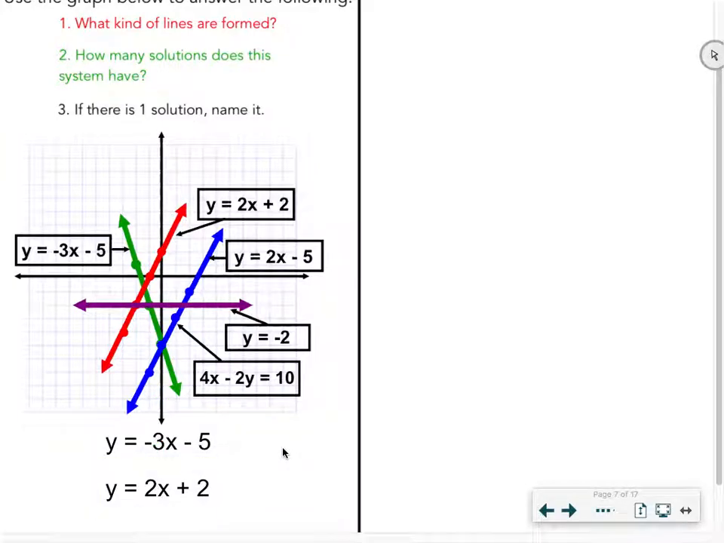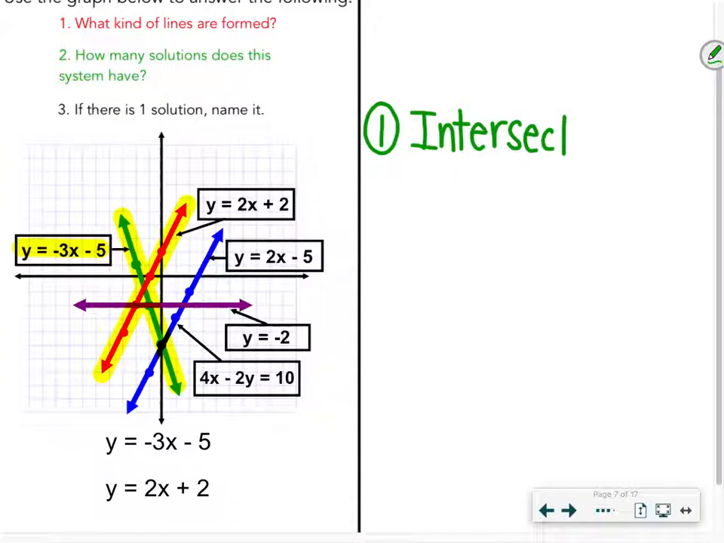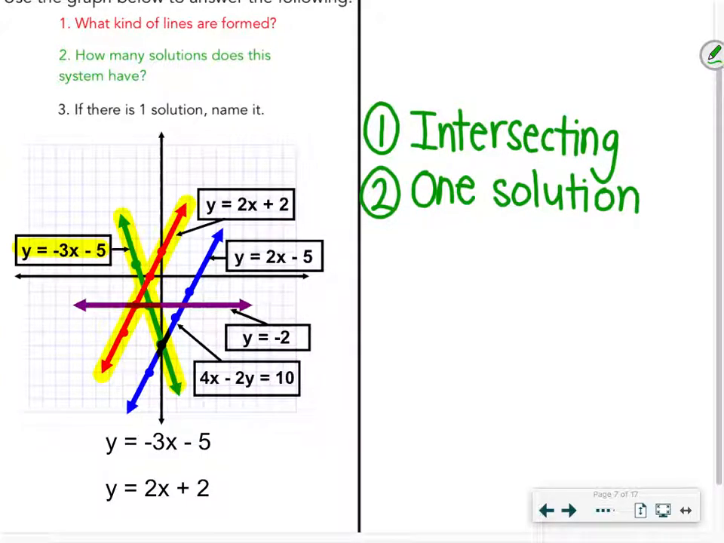All right, y equals negative 3x minus 5 and y equals 2x plus 2. So negative 3x minus 5, same one again, the green. And then 2x plus 2 is our red. So green and red are intersecting. Intersecting lines have one solution. Therefore, we have to figure out where they intersect, which this time is right here.